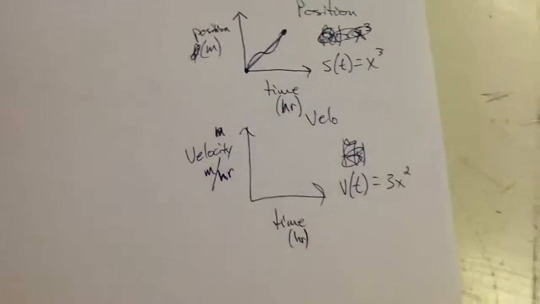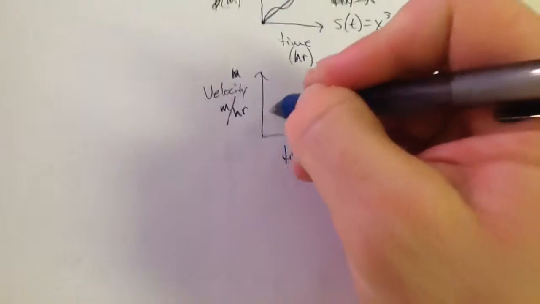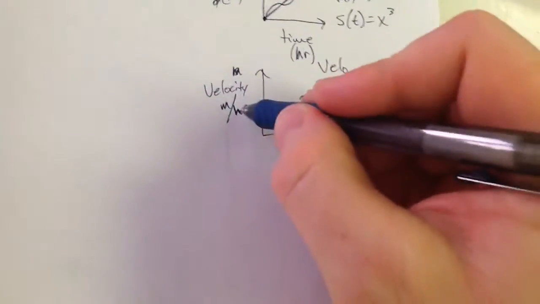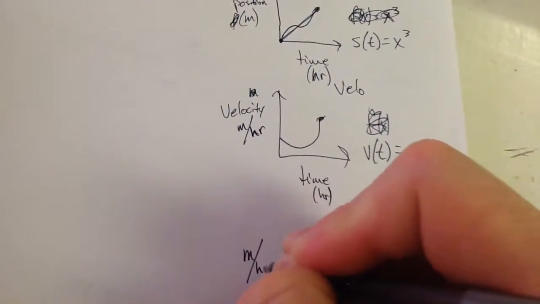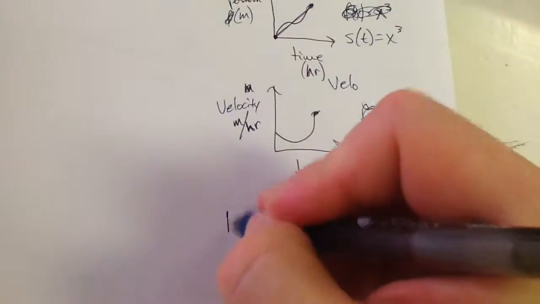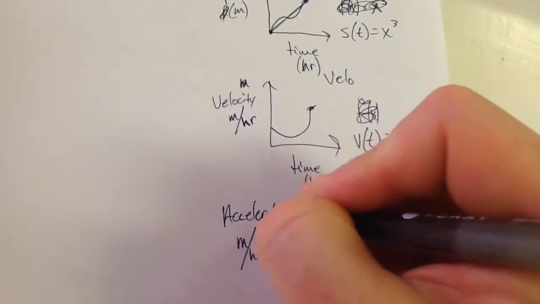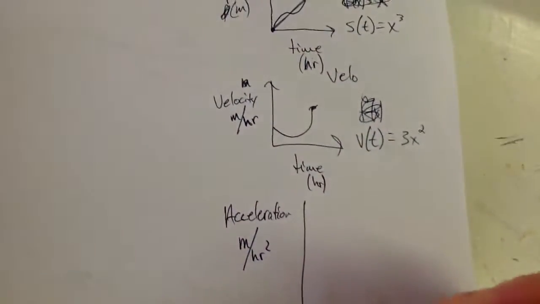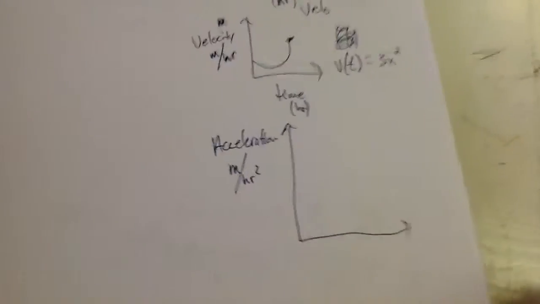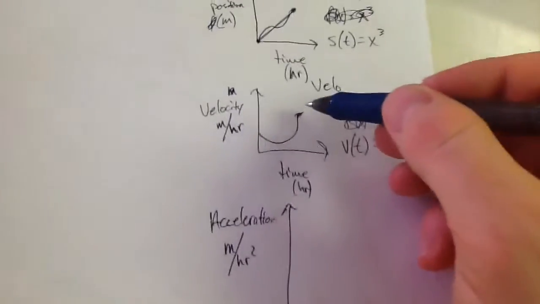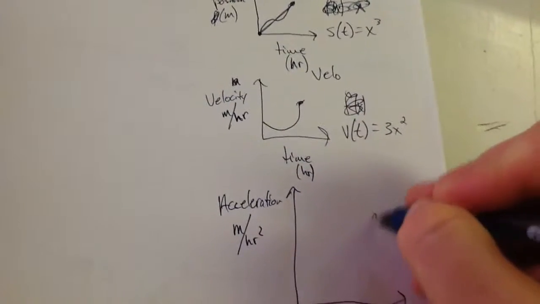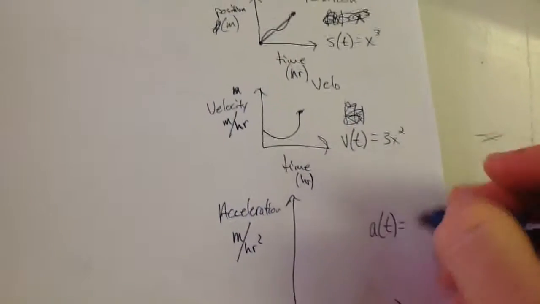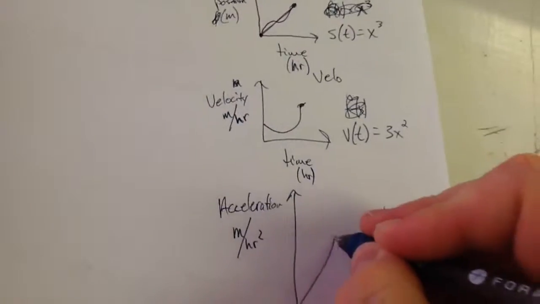Then if we do the derivative of velocity, so the slope of that, so let's say we had something like that, the slope would be miles per hour per hour, which is miles per hour squared. That's acceleration. And acceleration is the rate at which your speed is changing. So it's the rate at which your velocity is changing. Velocity is the rate at which your position is changing, right? These are all rates. If you do the derivative of velocity, so v of t, we'd have a of t. The acceleration function would be like 6x. So it'll be a line, whatever.